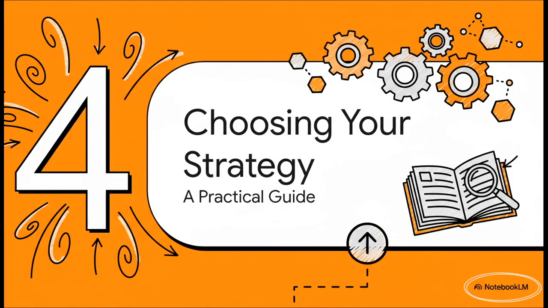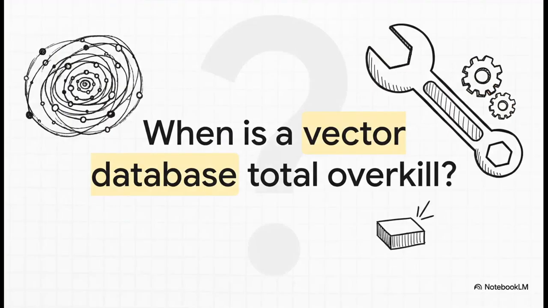Okay, so that brings us to the most important part of this whole thing. How do you actually choose? Let's move from all this theory to a practical guide you can actually use. Let's just ask the question straight up. Given how much they cost and how complex they are, when is adding a vector database just overkill? When are you just adding complexity for complexity's sake?